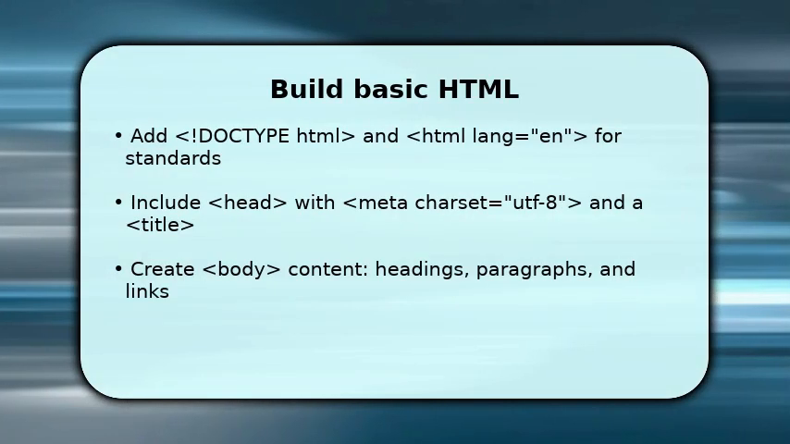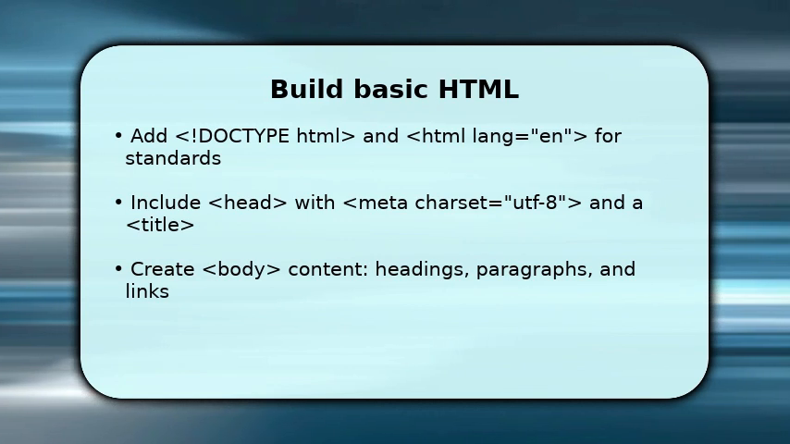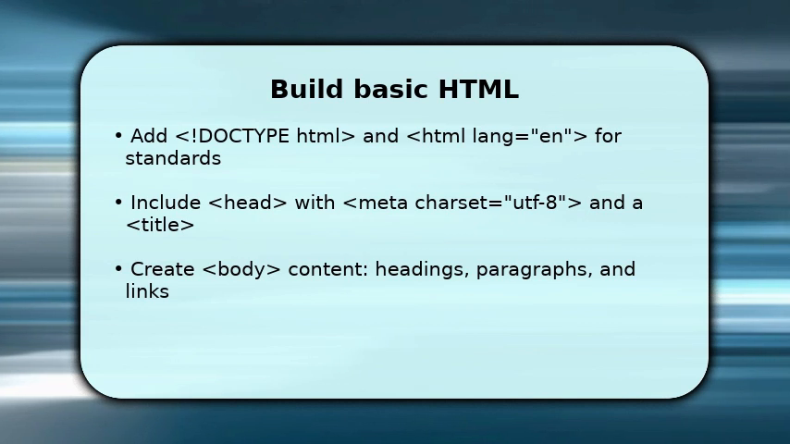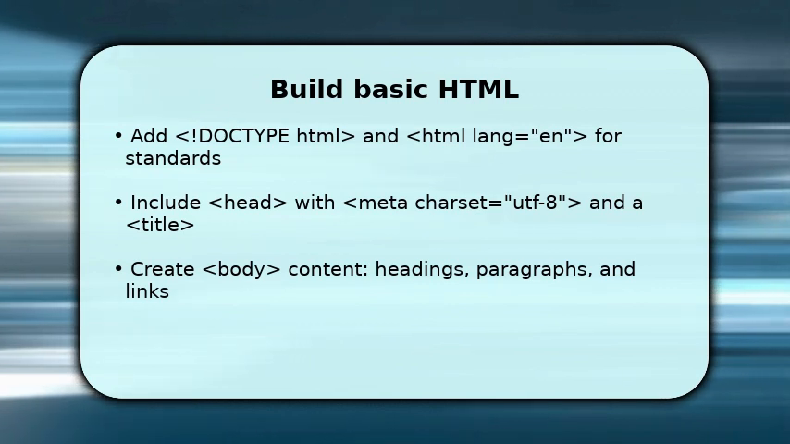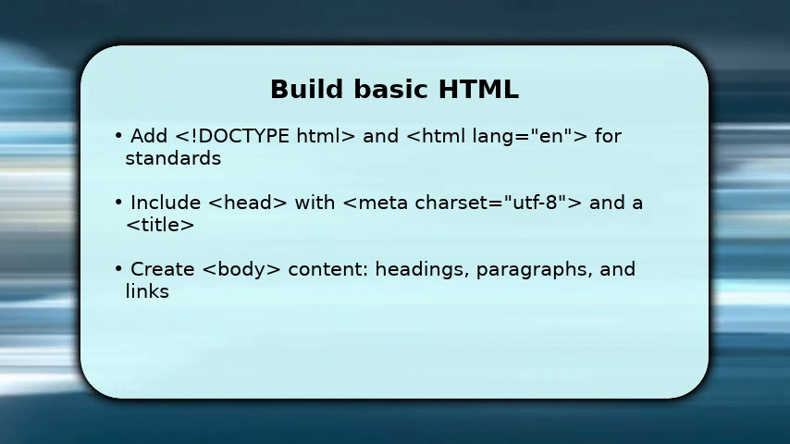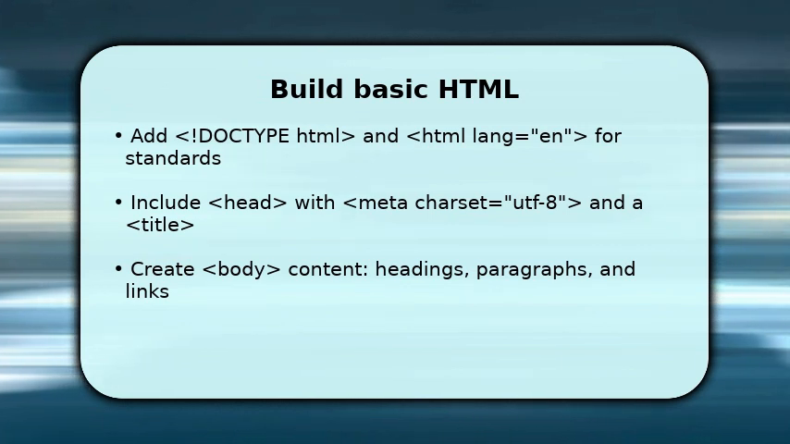You'll write the minimal structure. Doctype HTML, then HTML lang equals en to declare language for accessibility tools. Inside head include meta charset equals UTF-8 and a descriptive title so search engines and users see context. Once that's in place, build body with a clear heading, a paragraph, and a link or image if needed. Make sure elements are nested correctly. Proper nesting prevents layout issues and helps browsers parse faster, so your page looks consistent across devices.